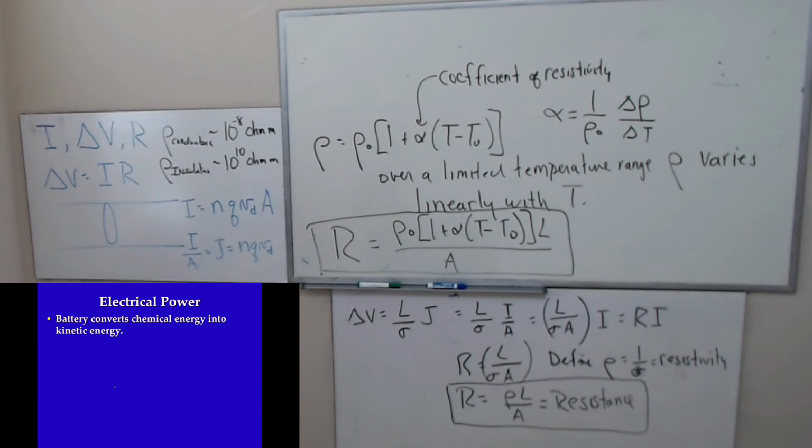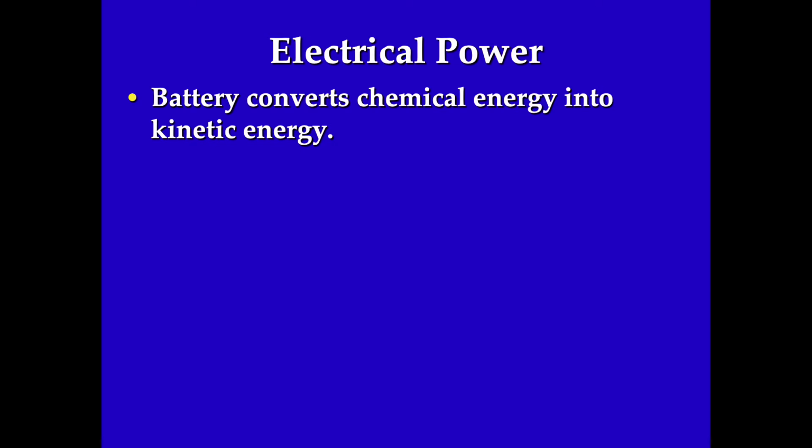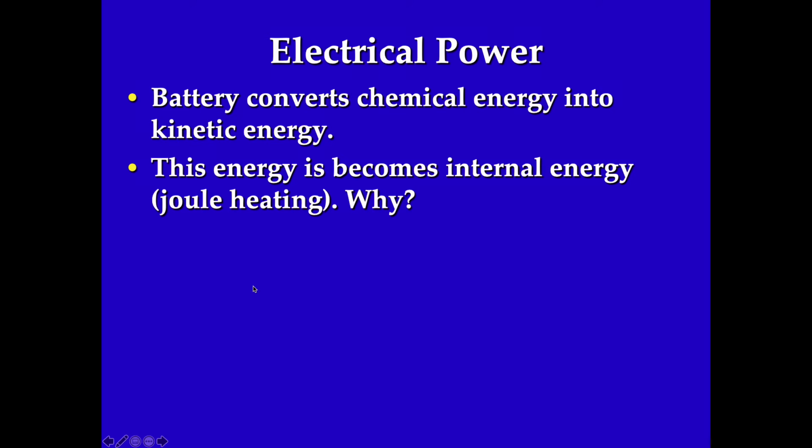So one last thing I want to talk about is electric power. Batteries convert chemical energy into kinetic energy of the electrons. And what happens, though, is when the electrons go through a wire, you increase the internal energy of the wire, which produces heat because of all the collisions. We call that Joule heating. By the way, Joule was the person who actually saw the relationship between the energy in an electric current and its relationship to heating things up.